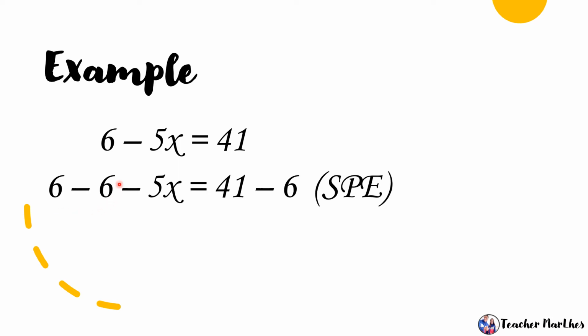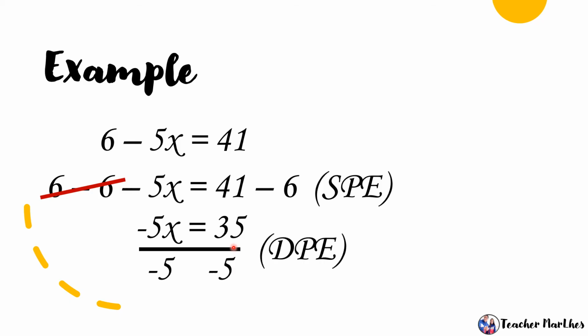So since nag-minus 6 tayo sa left side, kailangan din mag-minus 6 sa right side. So we use the subtraction property of equality. Then we will cancel 6 minus 6 because that is 0. So negative 5x equals 35. So 41 minus 6 is equal to 35. To isolate x, we will use the division property of equality. Divide both sides with negative 5. So we use the division property of equality. And then we will cancel negative 5 over negative 5 because this is equivalent to 1. So we have x is equal to 35 divided by negative 5 is negative 7.